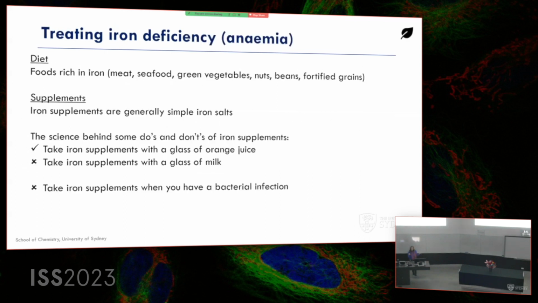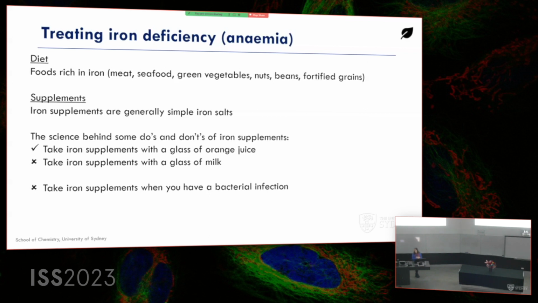So to treat iron deficiency, we need to take iron. And basically, iron supplements are just iron salts that we take, or we're told to eat foods that are rich in iron. But I think one interesting thing is that if any of you have been on iron supplementation or someone in your family has been, you're told a few rules about when to take your iron supplements. And there's some really simple chemistry behind this. So the first thing you're told is to take iron supplements with a glass of orange juice. Does anyone have an idea of why that might be?